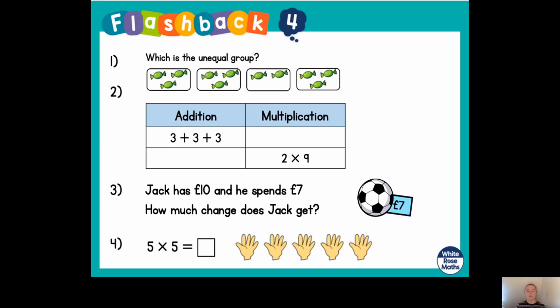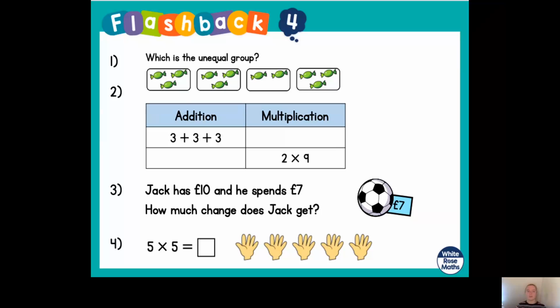And number 3, Jack has £10 and he spends £7 on that lovely football over there. How much change does Jack get? Now think back to the lessons we did on money last term. When we found the change, did we do addition or did we do subtraction? Then number 4, you've got 5 multiplied by 5. So you need to count up in steps of 5 times. So you have 5 groups of 5 and you need to work out the answer. Now, if you're struggling, there are some pictures of some hands so they can help you, okay? Because there's 5 groups, so 5 hands with 5 fingers on each. Okay, so pause the video now and have a go at your flashback.